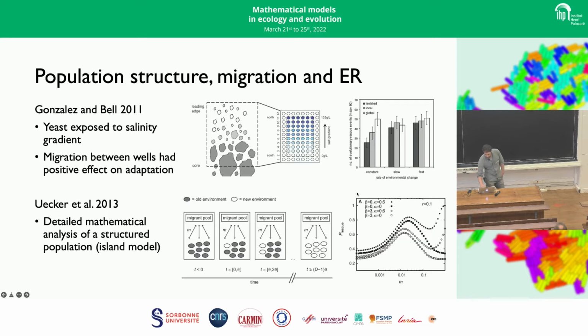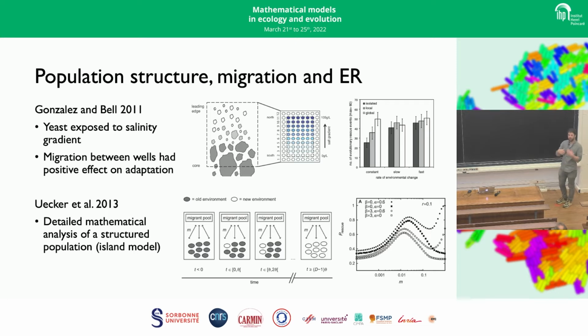Both plots show the probability, or the number, of rescue events as a function, in this case, of the migration rate, and we see this peak for intermediate migration rates. And here, it's just different speeds of the environmental change versus the occurrence of rescue events. The leftmost bar is isolated populations without gene flow, the darkest one, and the others are different forms of migration. So, and Wicker et al.